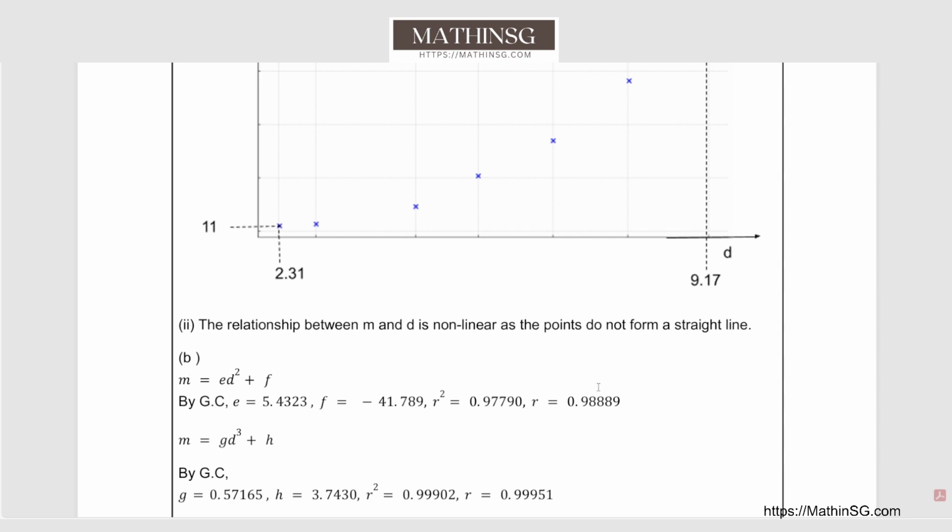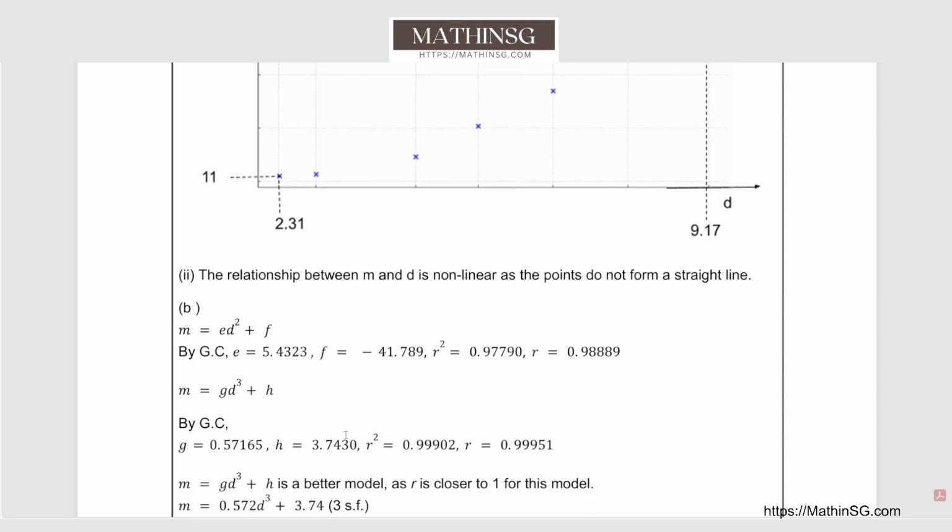So for this case, you have R equals 0.98889. Then do a linear regression of M versus D cubed. And these are the values of G and H. And your R value is 0.99. So the R value for this cubic model, M equals GD cubed plus H, is closer to 1 than this model here, of M against D squared. So in other words, this cubic model, M equals GD cubed plus H, is a better model as R is closer to 1 for this model.